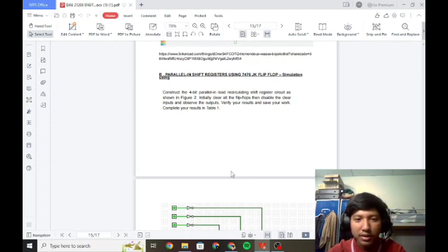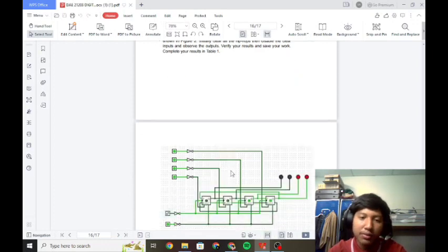I will be talking about task B. Task B is about parallel in shift registers using 7476 JK flip-flop simulation using Logisim. My job is to construct a 4-bit parallel in load recirculating shift register circuit as shown in figure 2. Initially clear all the flip-flops, then disable the clear inputs and observe the outputs. Verify my work and results and complete the table below.